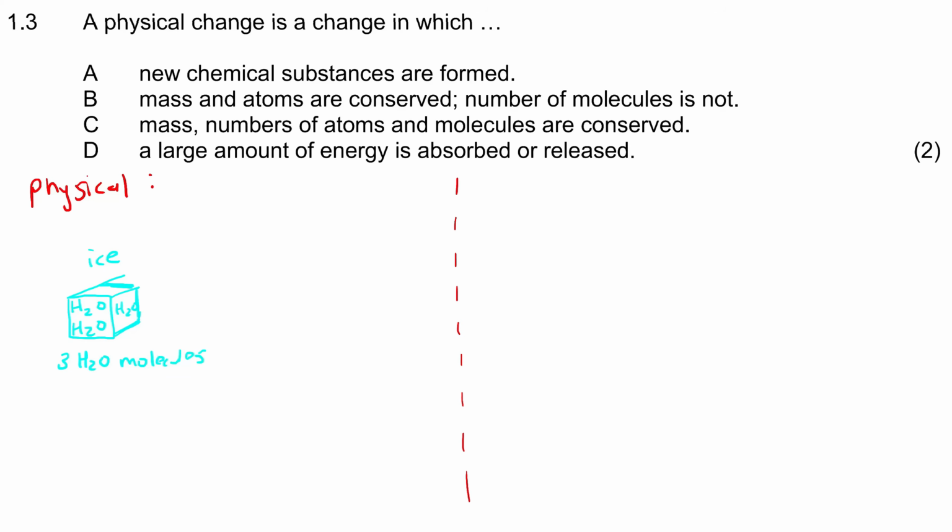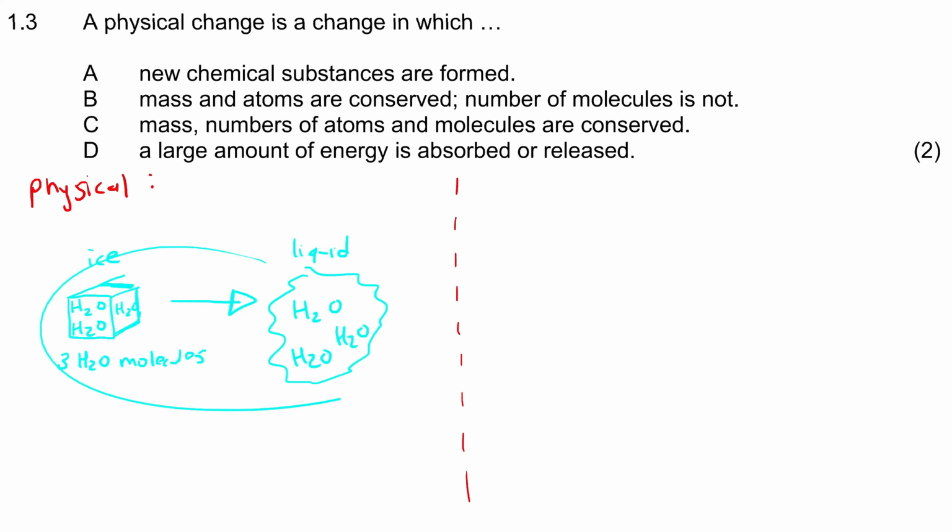Now if we start adding a little bit of heat, like maybe we put this ice block outside in the sun, eventually it would start melting and turning into liquid. So we can just say liquid over here, but it's still water, and there are still 3 H2O molecules. It's the exact same stuff. It doesn't change into some weird orange juice. No, it's still water.